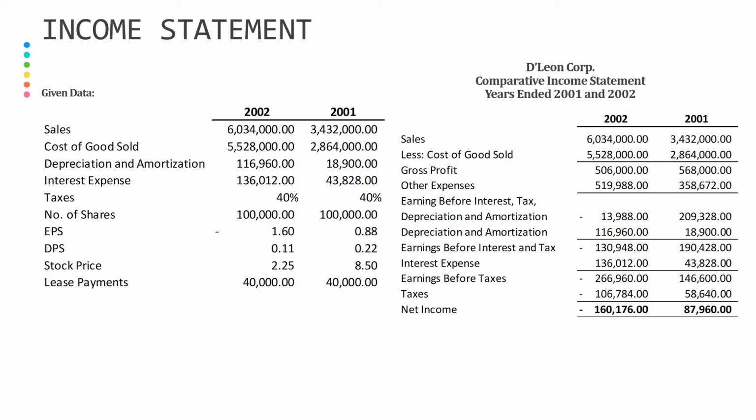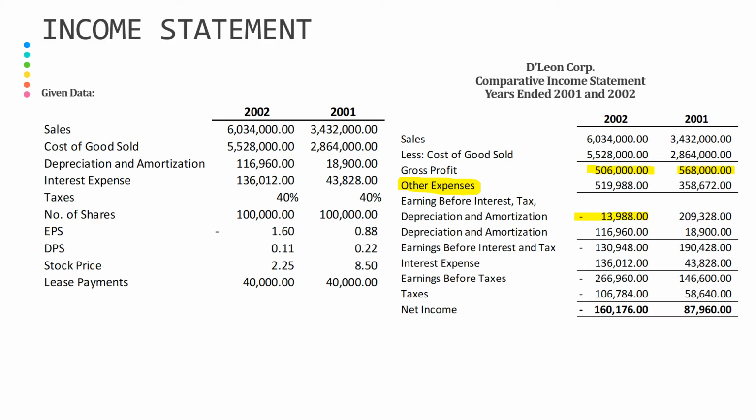First, here is sales, and then we will be deducting the cost of goods sold. So we have a gross profit of 506,000 for 2001 and 568,000 for 2002. Now here, other expenses include the selling and administrative expenses. We have 590,988 for 2002 and 2001, 358,672.